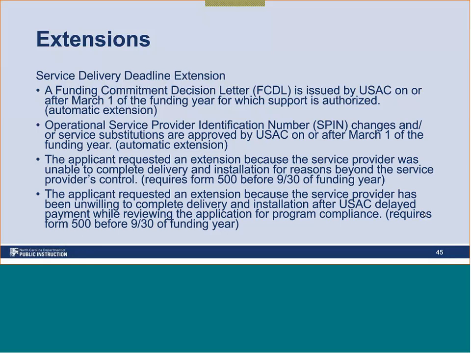The applicant requested an extension because the service provider was unable to complete delivery and installation for reasons beyond the service provider's control. This would require a Form 500 before September 30th of that funding year. Or the applicant requested an extension because the service provider has been unwilling to complete delivery and installation after USAC delayed payment while reviewing the application for program compliance. Again, requires a Form 500 before September 30th of the funding year.